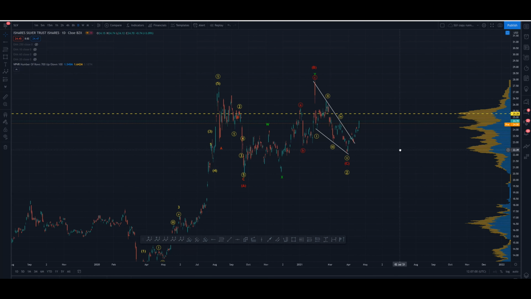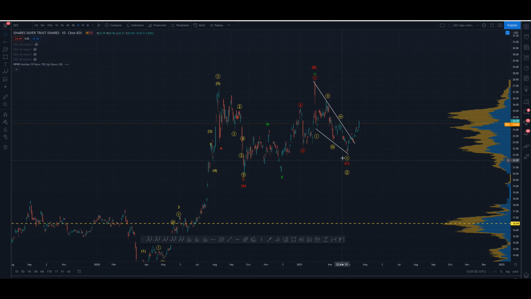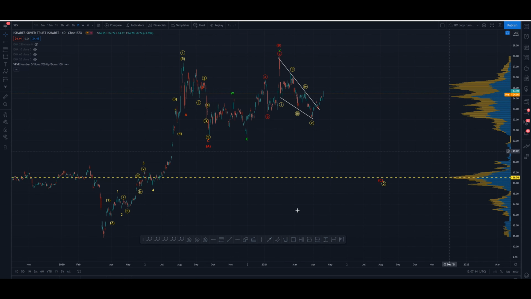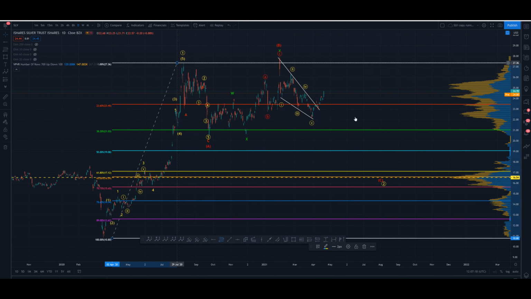Another way of looking at it is that this is a diagonal, but it's not the completion of something, it's the start of something, in which case the 2 comes down significantly lower. I've always liked this node of volume here and the volume profile, as it coincides with the, I think it coincides with the 61.8% retracement of the wave 1. Let's have a look. Yes, it does.